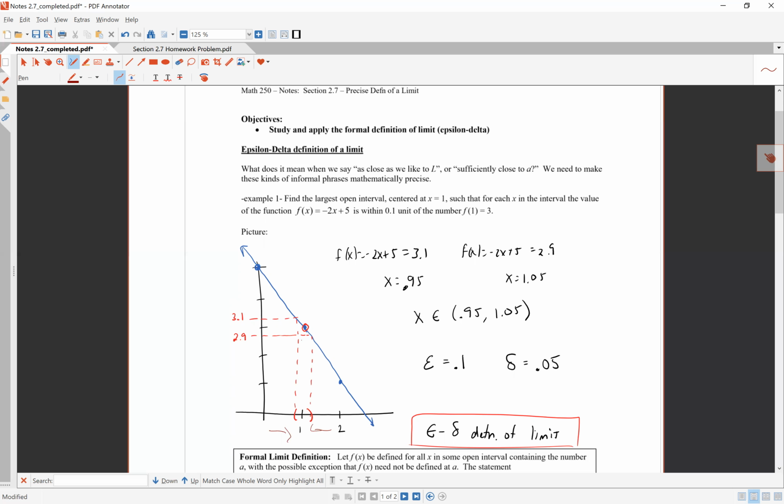If you actually just solve the equation minus 2x plus 5 equals 3.1, we get x is 0.95. Then if we solve the equation minus 2x plus 5 equals 2.9, we see that x is 1.05. So if we're in this interval from 0.95 to 1.05, we see that the absolute value of f of x minus 3 is less than 0.1.